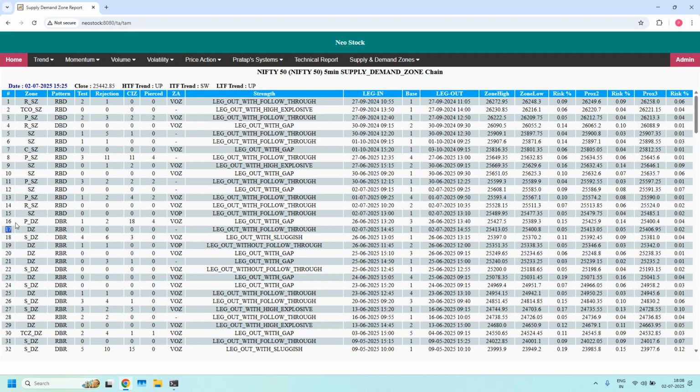Serial number 17, serial number 16 is the nearest demand zone to the current closing price. It is a pierced zone. Okay, this is about NIFTY supply demand zone chain report. Next, we will look into BANKNIFTY supply demand zone chain reports.